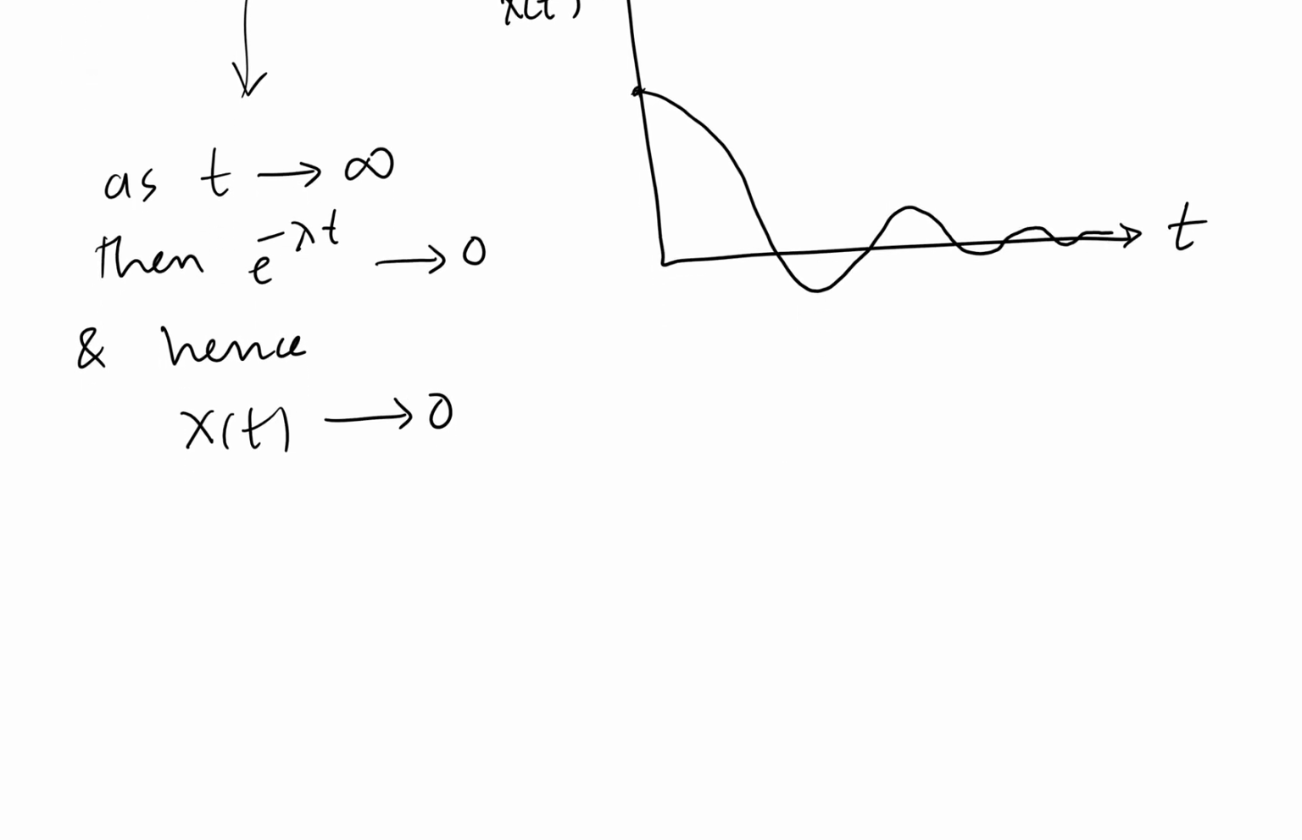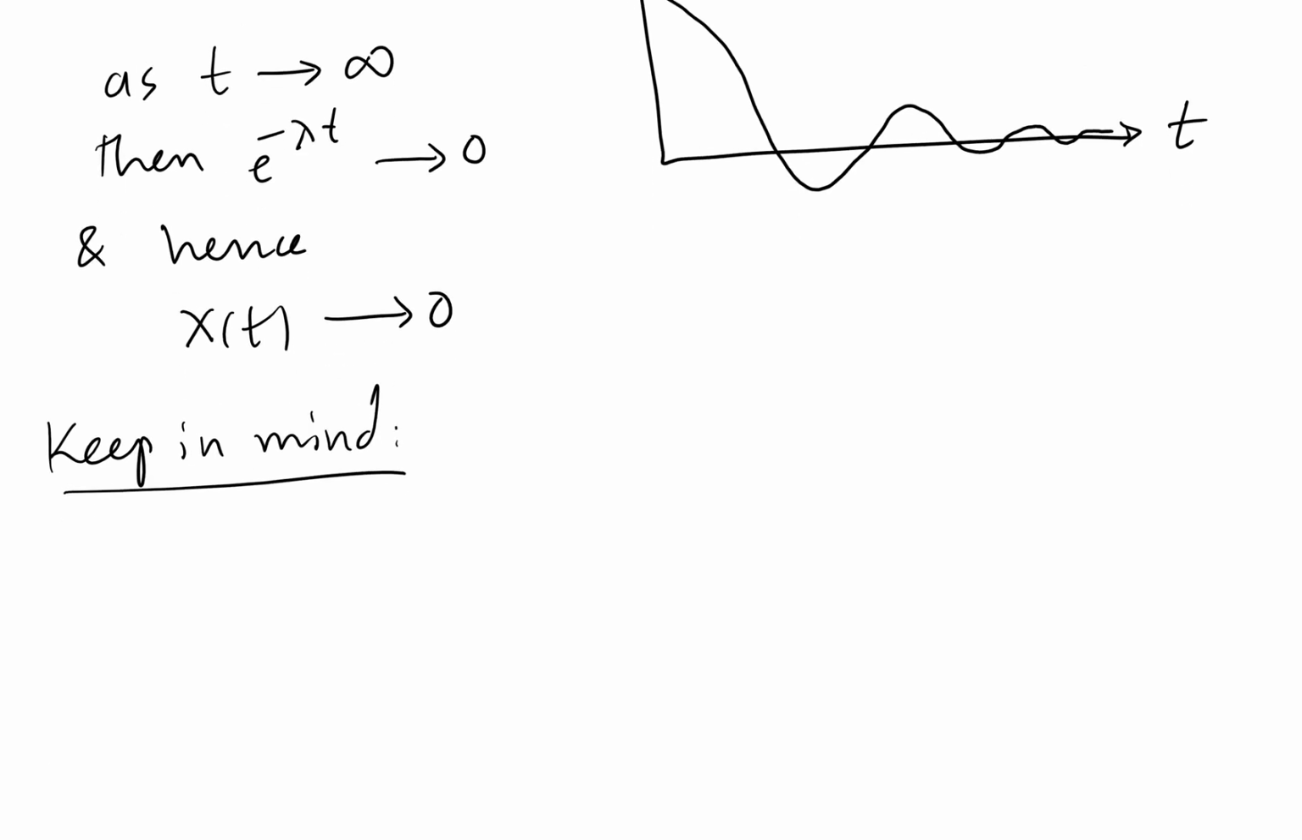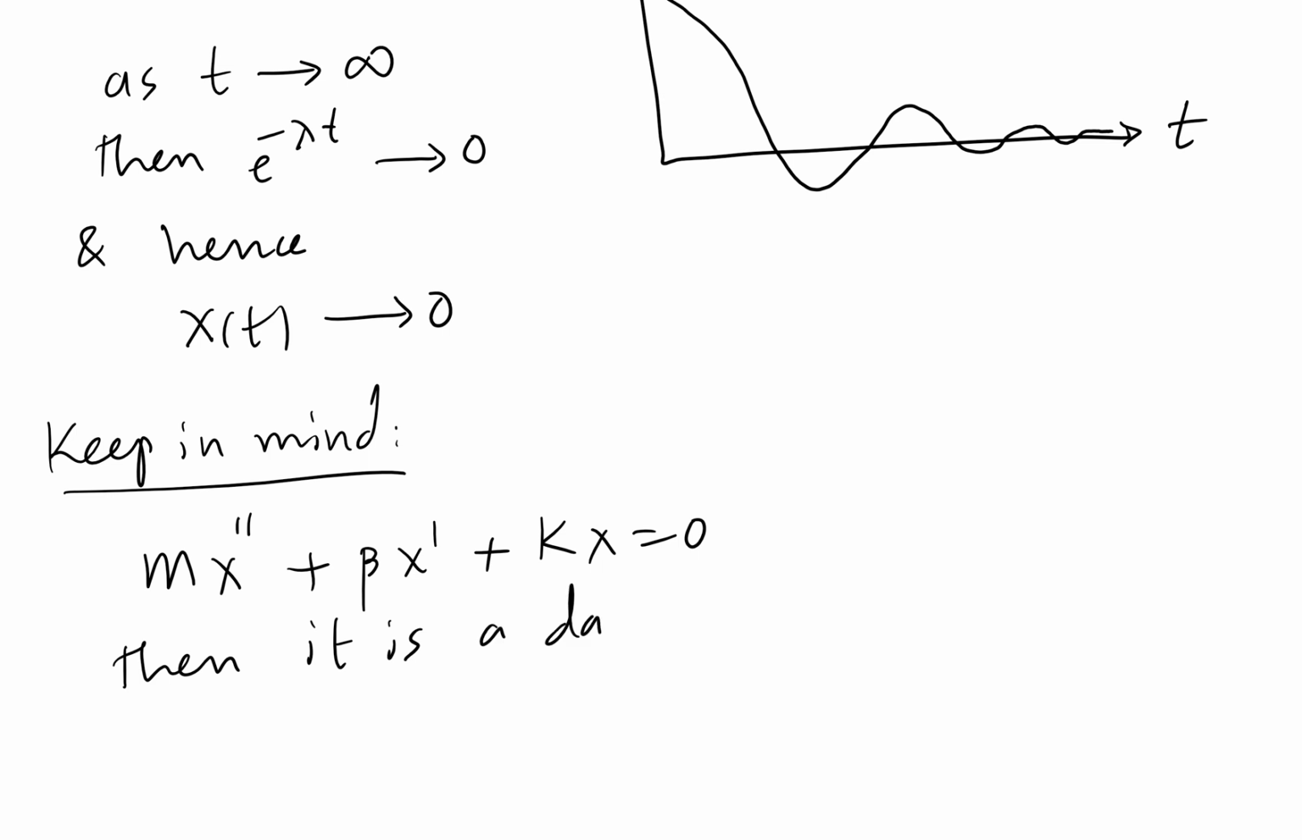Now keep in mind, the differential equation we just wrote today takes this form: m x double prime plus beta x prime plus kx. If it takes this form, then it is a damped motion, which means we are working in this section. We are in this section.